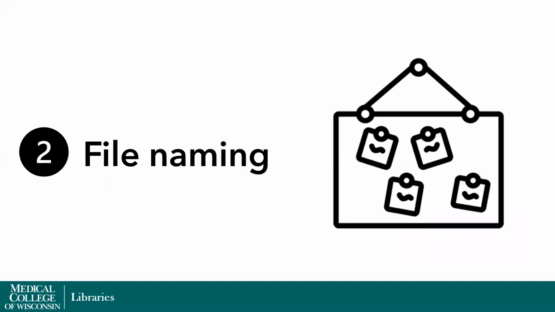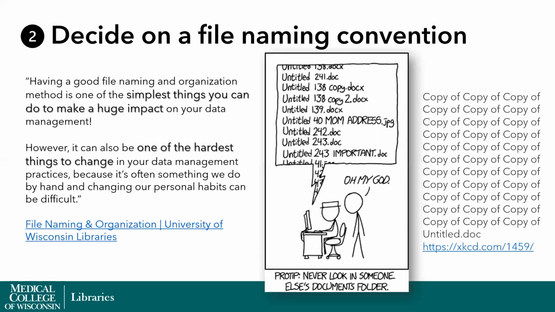The next tip is file naming, and this one's kind of my favorite one to talk about. Deciding on a file naming convention, I took this quote from the University of Wisconsin Libraries Research Data Management Guide, and they have a really great section on file naming and organization. On this guide, they wrote, having a good file naming and organization method is one of the simplest things you can do to make a huge impact on your data management. However, it can also be one of the hardest things to change in your data management practices because it's often something you do by hand, and changing personal habits can be difficult.